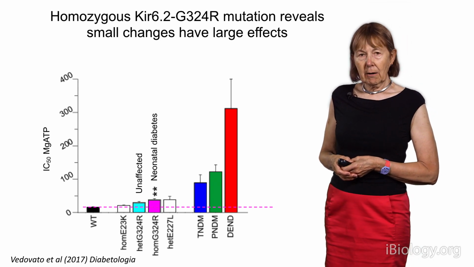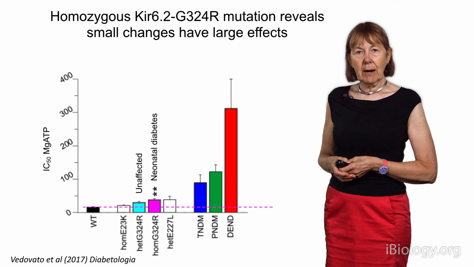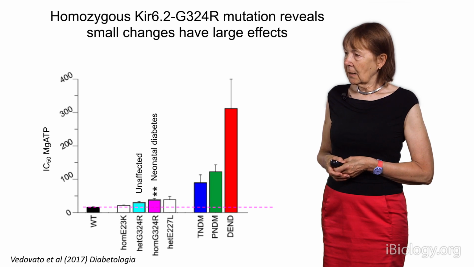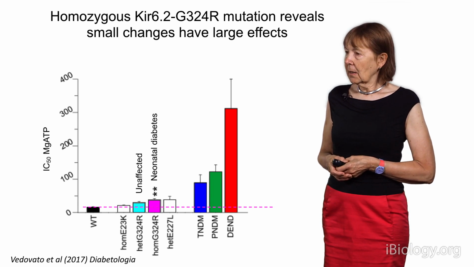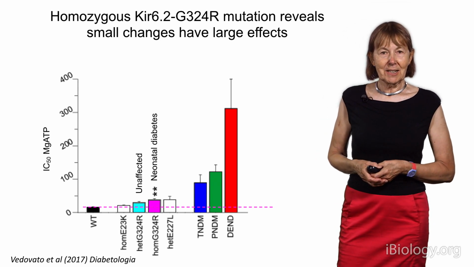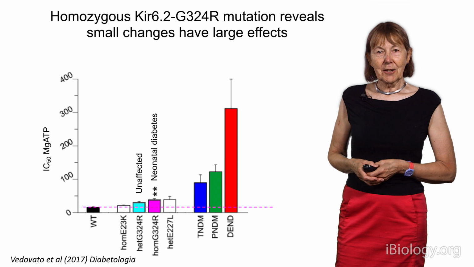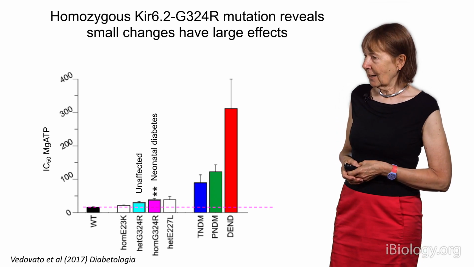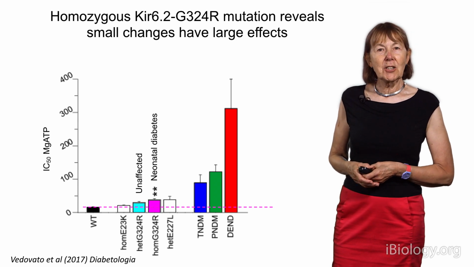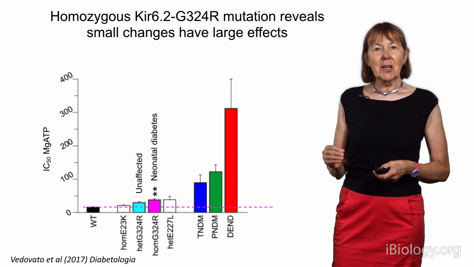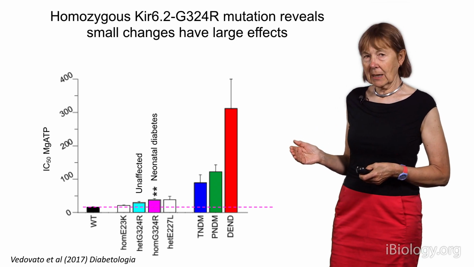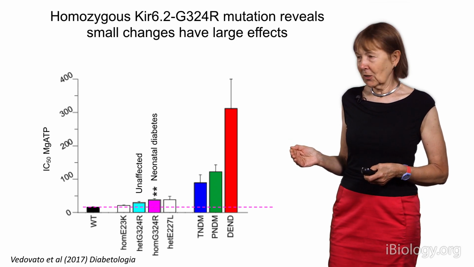So the parents of this child, who each carry one copy of the mutant gene, are shown in cyan. They have a slightly elevated IC50, and they are unaffected. Whereas the child who has the magenta IC50 has neonatal diabetes, diabetes from birth. And you can see that the change is extremely tiny. So what this means is very small changes in ATP sensitivity can have very large effects on the patient's phenotype.